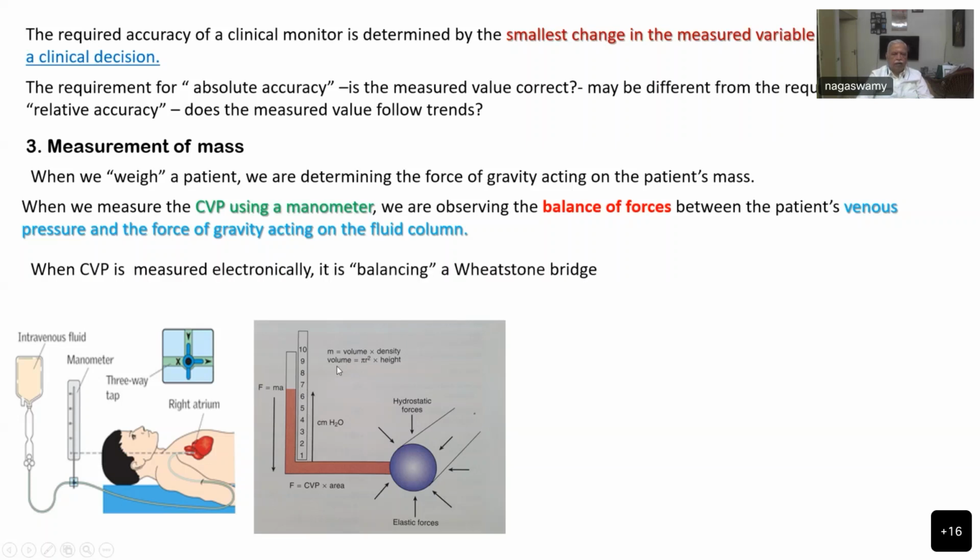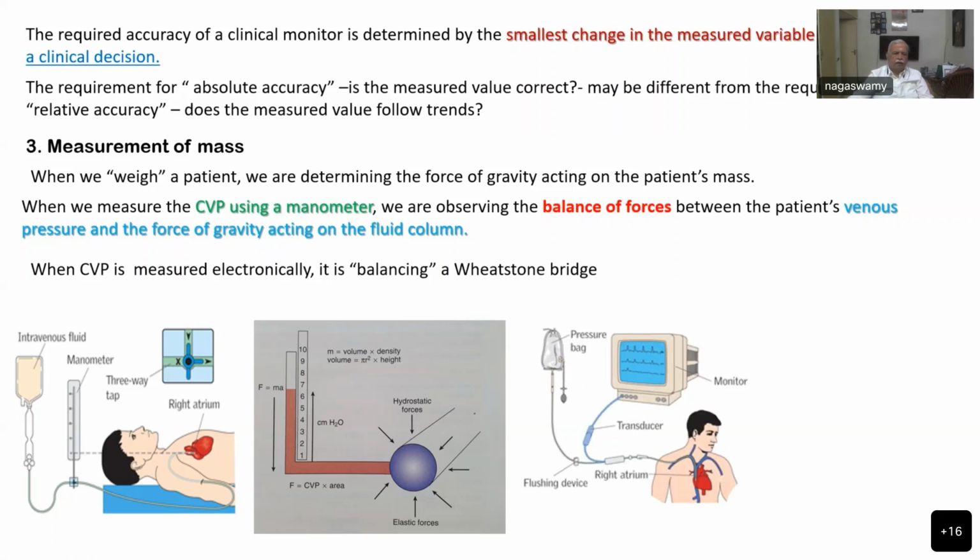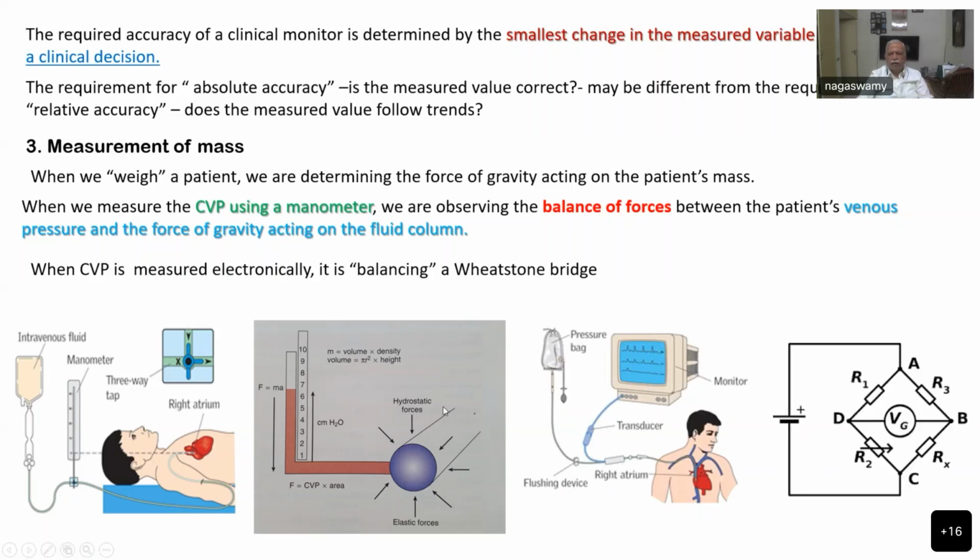But after the advent of electronic devices, we no more use all these manometers. We straight away connect it to the electronic circuit, which has a Wheatstone bridge, and that works on the principle of four resistors, three known and one unknown. So balancing this will tell you the potential difference, by which you can measure, and the display comes including the waveform. So you cannot get a waveform in the manometer.